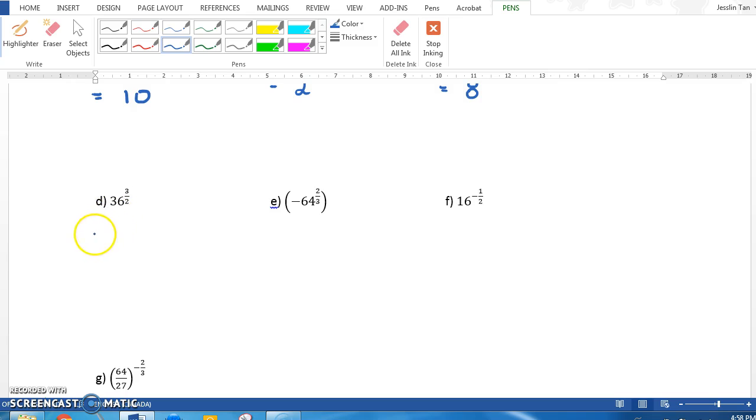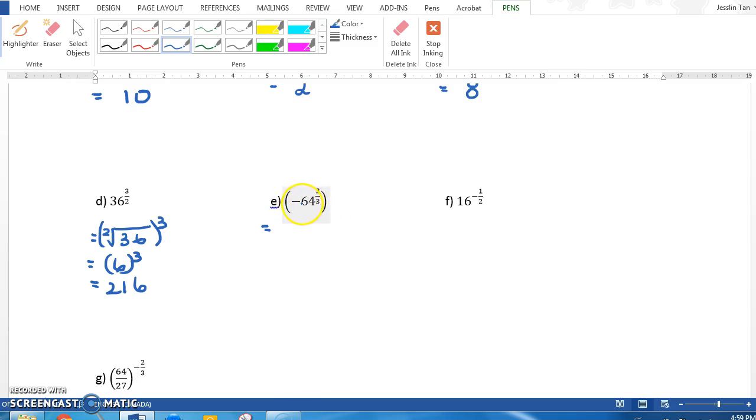And then example D, if we have 36 to the exponent of 3/2, so that means we have the 2nd root of 36 all cubed. So then we end up with the square root of 36, which works out to be 6, and then 6 cubed works out to be 216.